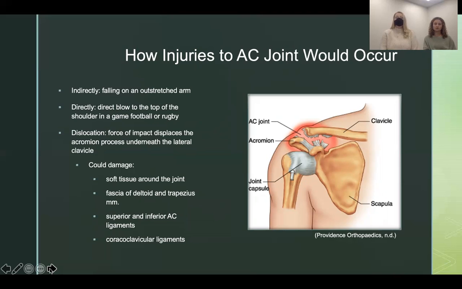Dislocation would be a force of impact that displaces the acromion process underneath the lateral clavicle. It could also damage soft tissue around the joint. It could damage fascia of the deltoid and trapezius muscles, superior and inferior AC ligaments, and coracoclavicular ligaments.